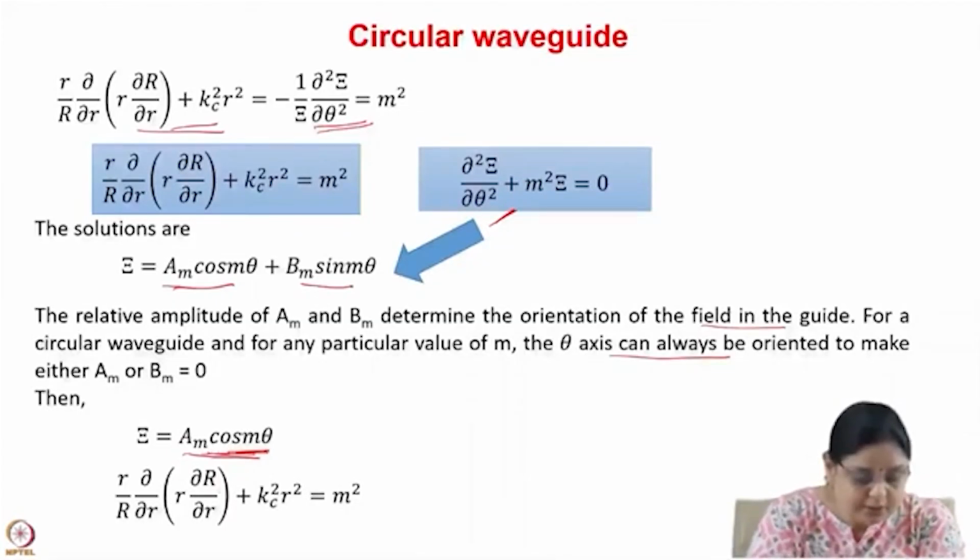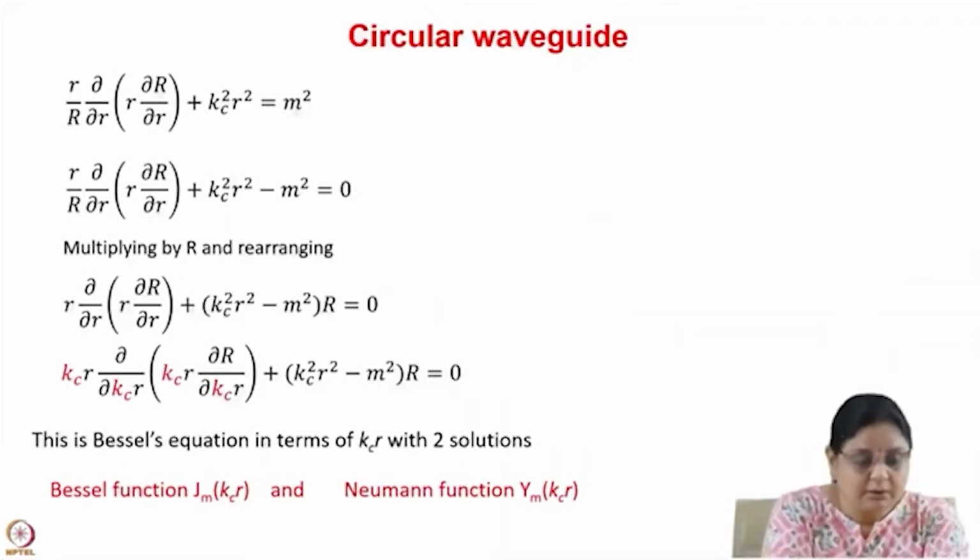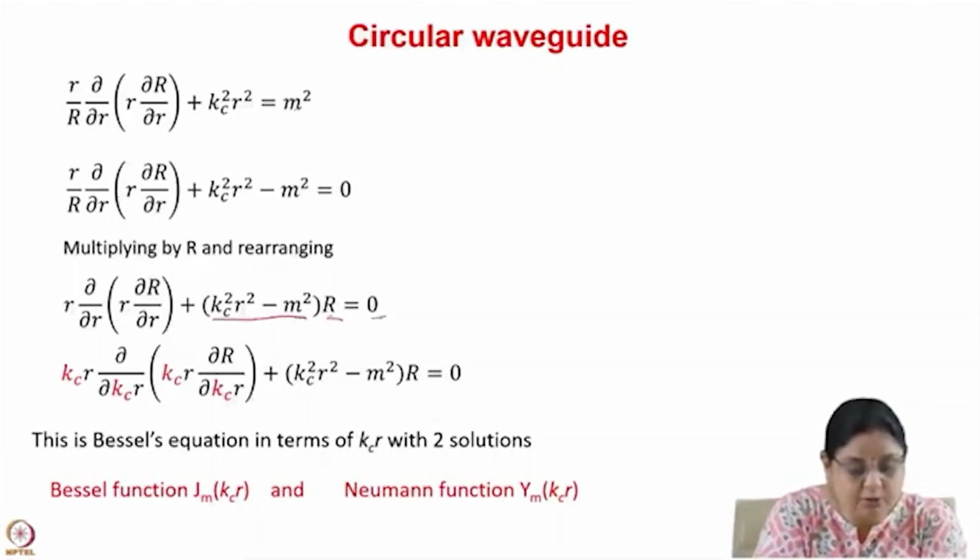Now let us solve the second equation. Here this is the equation in the radial direction. So we can take m on the left hand side and then multiply this equation throughout by r and rearrange. So we get this expression: r del by del r multiplied by r del R by del r, plus kc square r square minus m square, times R, is equal to 0.